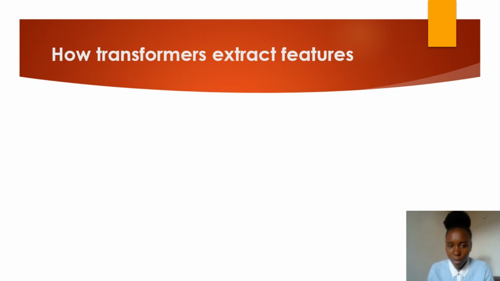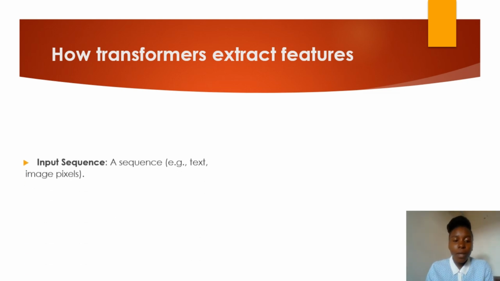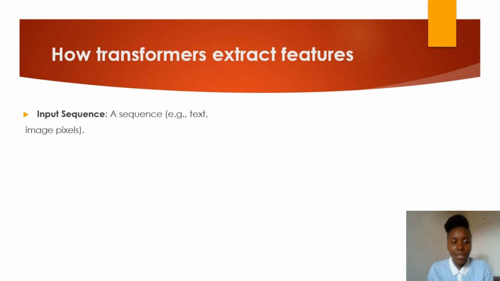For the encoder, it works using the self-attention mechanism, so it works in a parallel way. But the decoder works in a sequential way, generating data word by word, and it doesn't use the self-attention mechanism. So the first step is input sequence data, like a text or image, which you input into the transformer encoder.